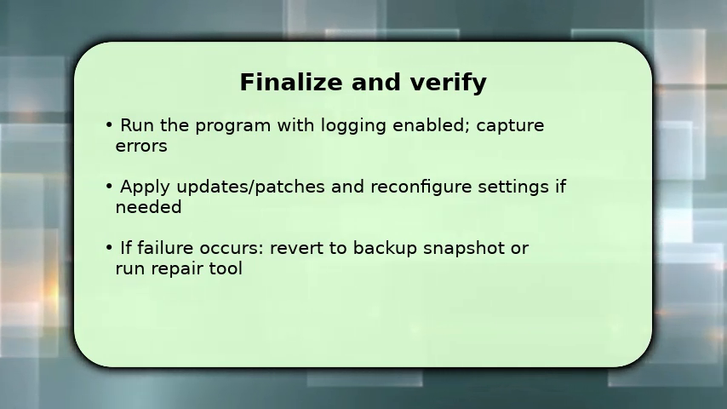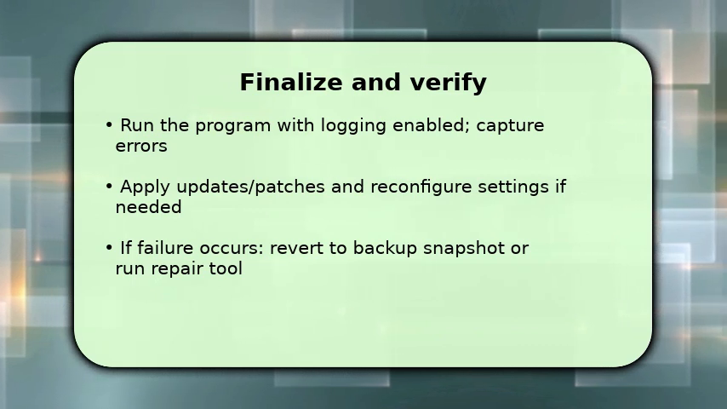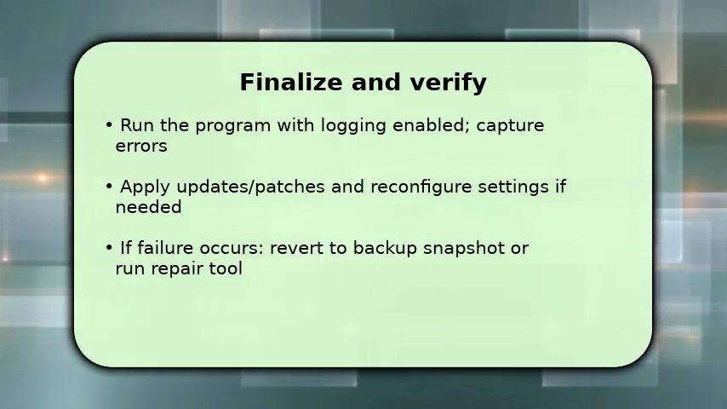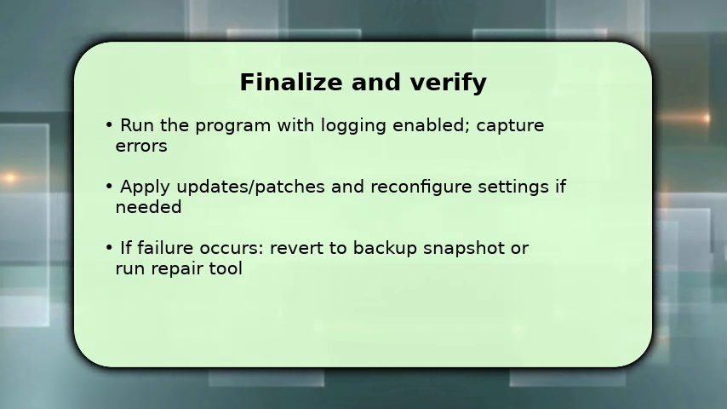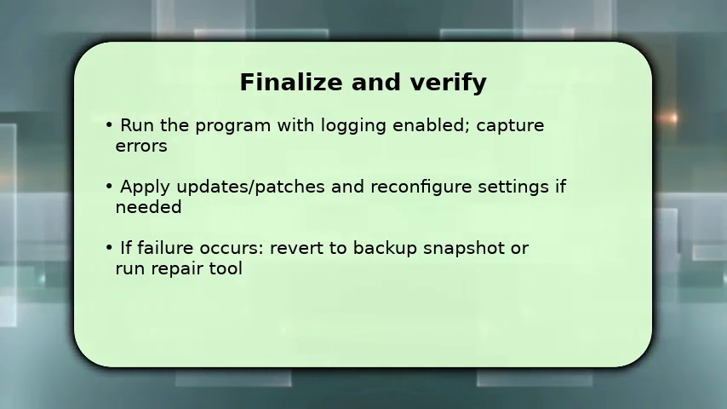If things go wrong, revert to a verified backup snapshot or run the application's repair utility. This rollback lets you try alternate recovery methods without worsening the state.